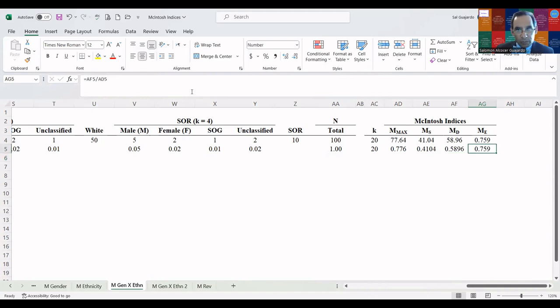Now to get the evenness score, I'm going to take the 0.589 divided by the maximum score of 0.776. So there's the formula. It's AF5 for the row, AD5, and that's the maximum value for the McIntosh score. So divide 0.5896 by 0.776. That gives me 0.759. And again, that's 76% of the maximum value of 0.776 was obtained by the organization with respect to gender by ethnicity.